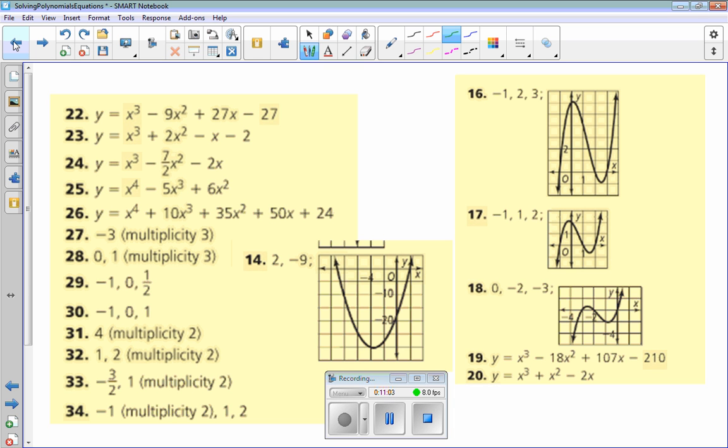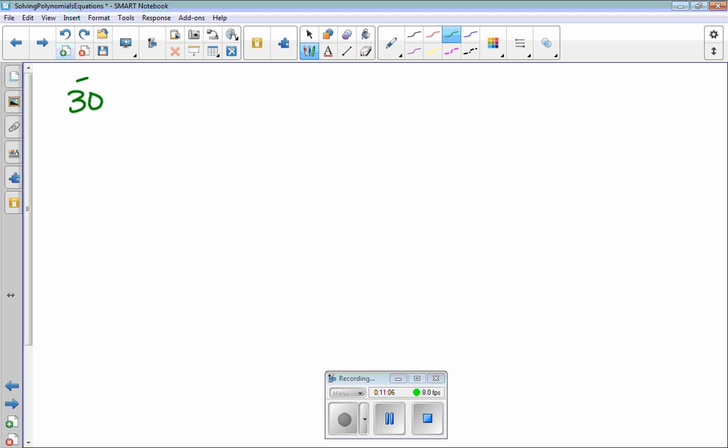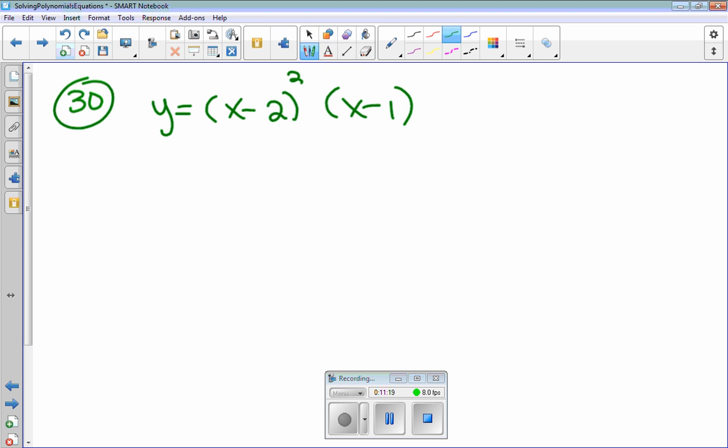Let's look at 30. All right, so question 30 says, again, find the zeros and state the multiplicity. So here we have y equals x minus 2, quantity squared, and x minus 1. First of all, what's the degree of that polynomial? It's 3. We have 2, the double root here, and then we have this root. Would you agree? The degree is 3.